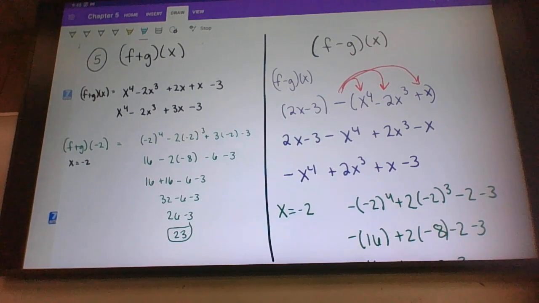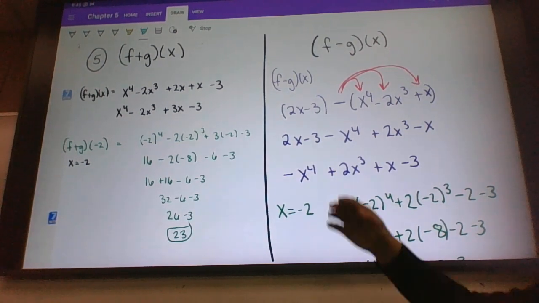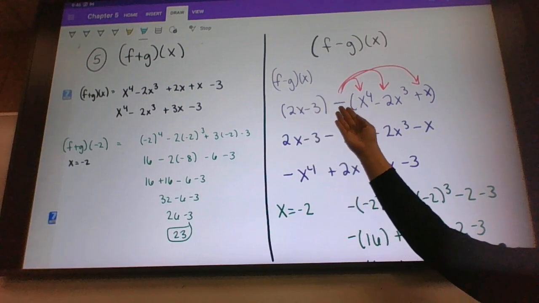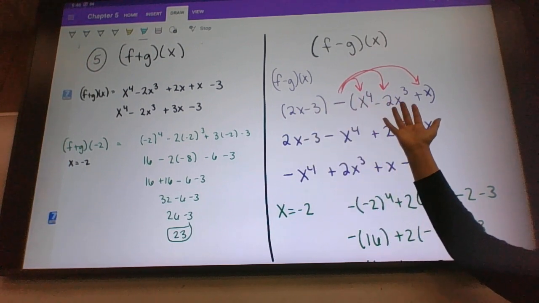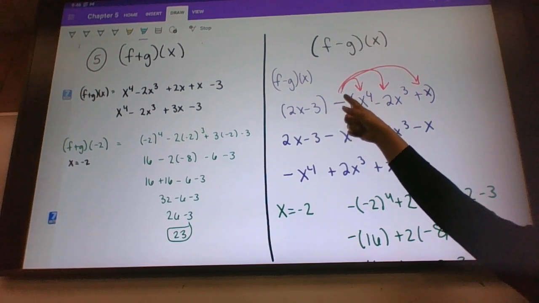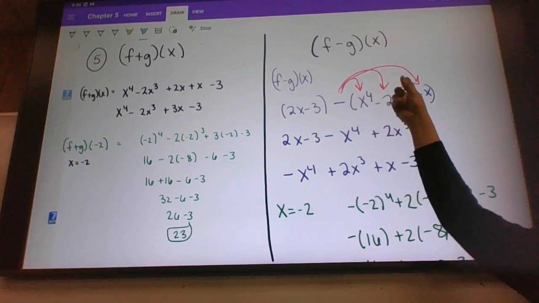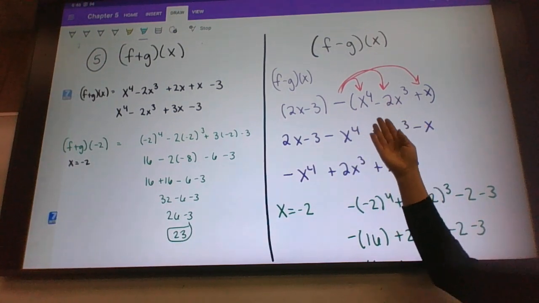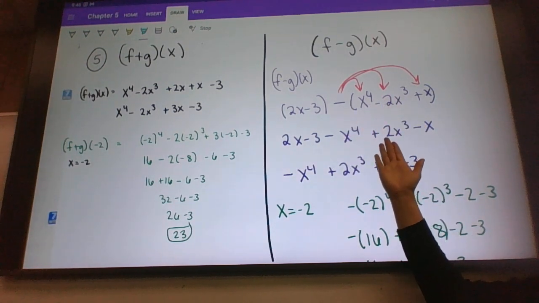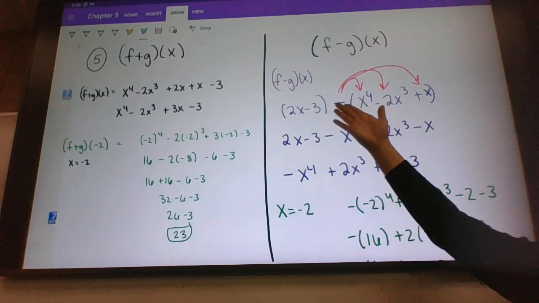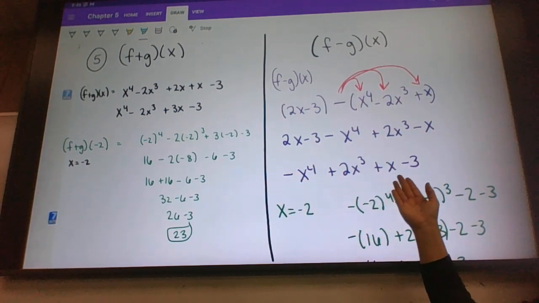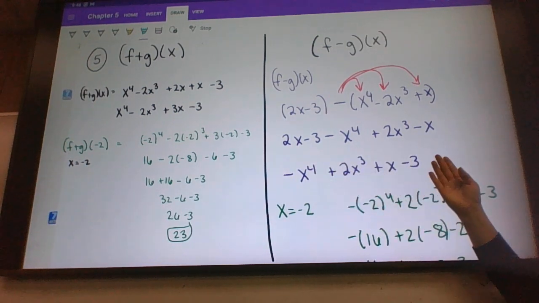Alright, now subtraction is just more complicated. F minus G, so I write F. I put the minus sign. I write G. I have to distribute the minus sign to that entire second function. Minus x to the fourth. So negative times a negative will become plus 2x to the third minus x. So this is the difference between F and G.